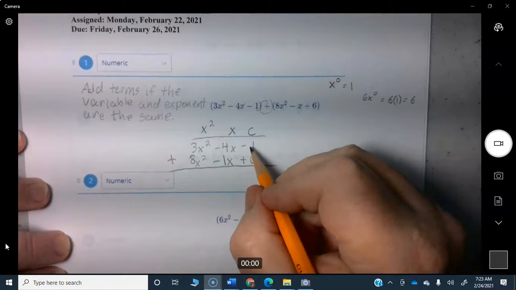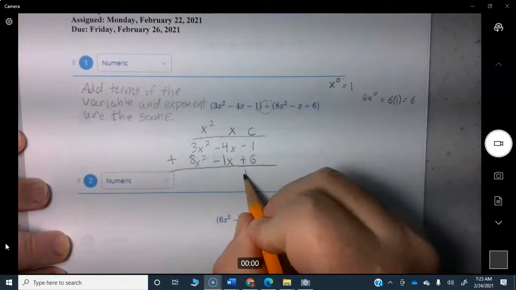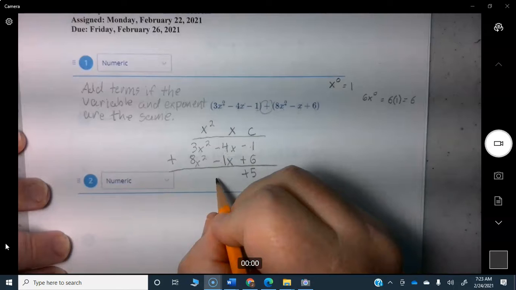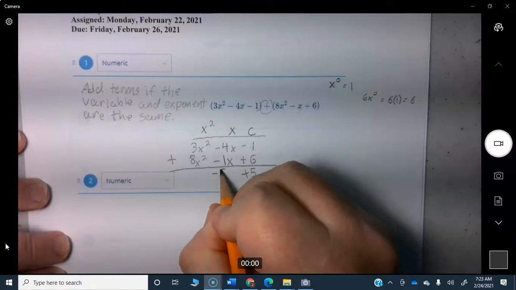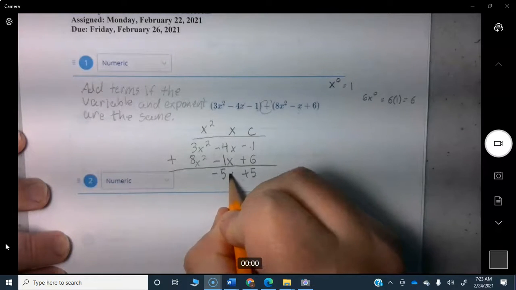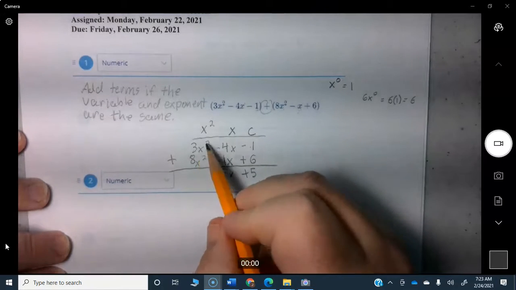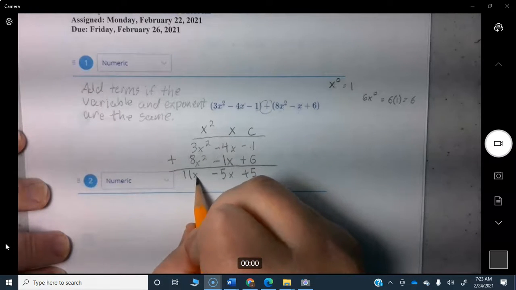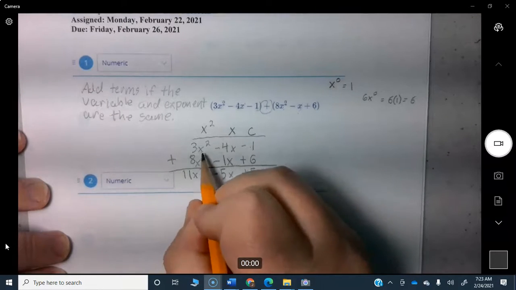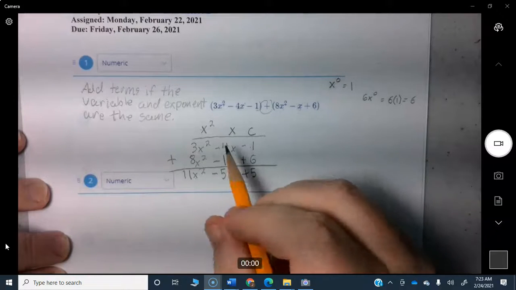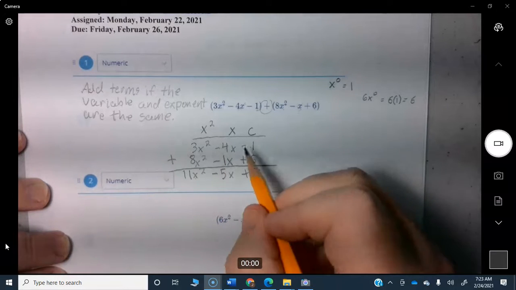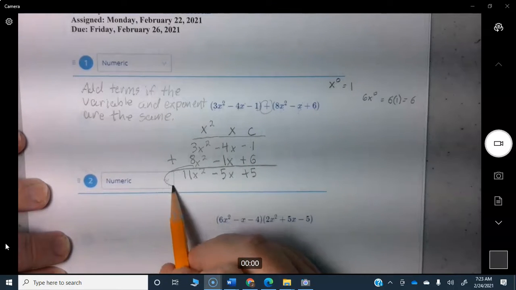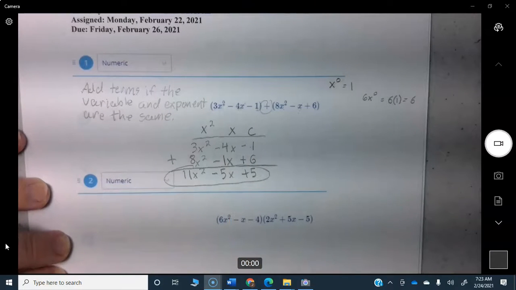Okay, and now we simply add. Negative 1 plus 6 is positive 5. Negative 4 minus 1, so you go in the negative direction 1, so it's negative 5x. And here you have 3x squared, 8x squared is 11x squared. Okay, so you don't change the variable or the exponent ever in an addition. The only thing that can change is the coefficients of each of these or the constants. Okay, so that's the answer for that one.